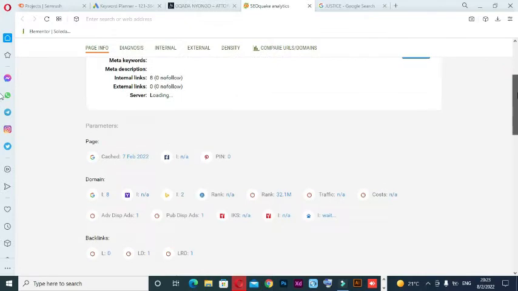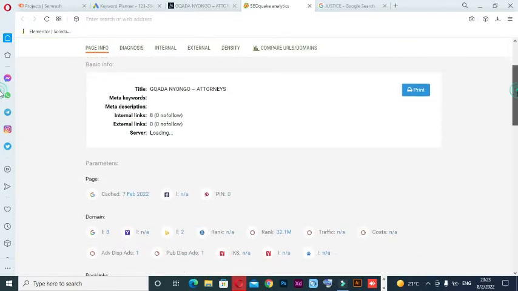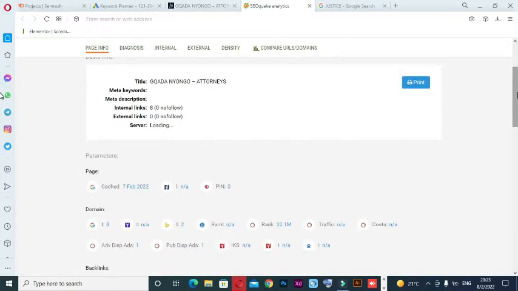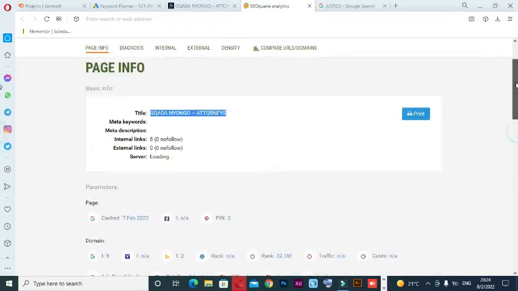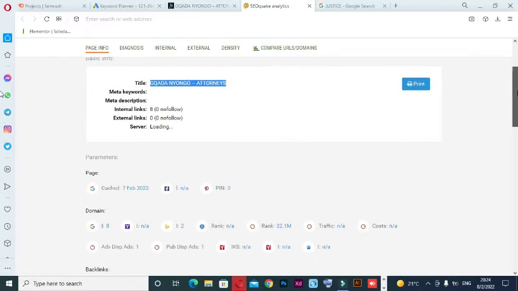Okay, so page info, it also says title. So the title of the page is their name, which is proper. That's why they are appearing on Google. I think this is the whole website. That's why they are appearing on Google when you type in their name. That's why the website is appearing number 1. I commend them for that.